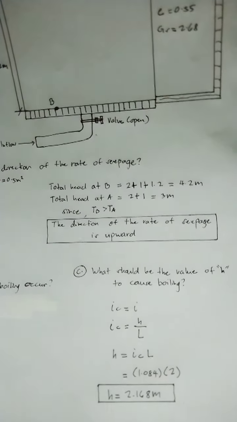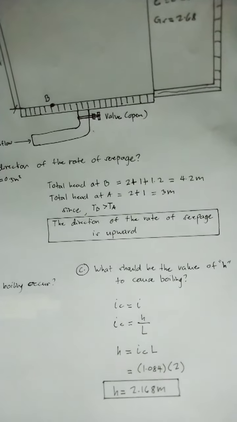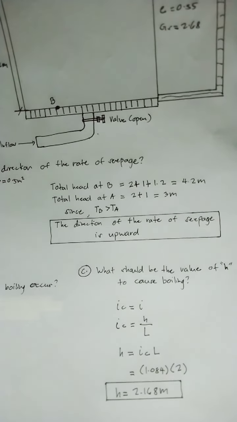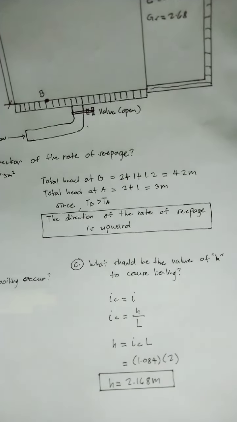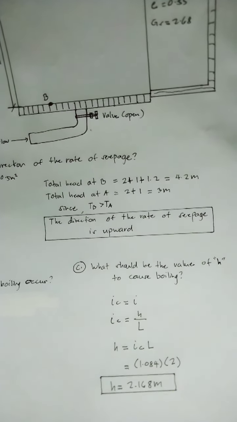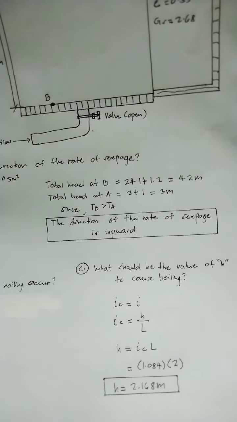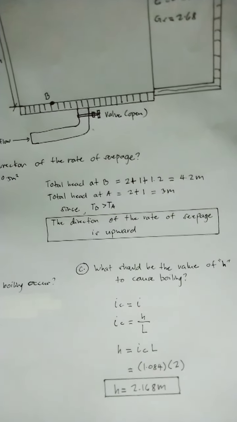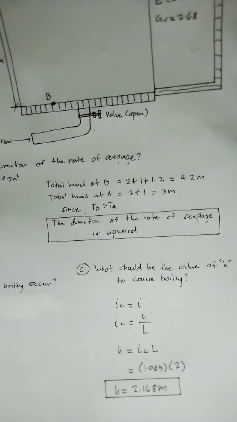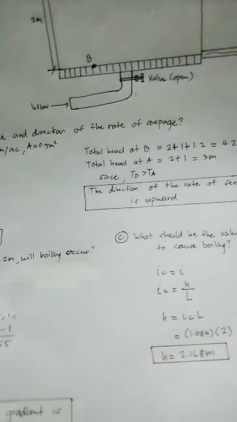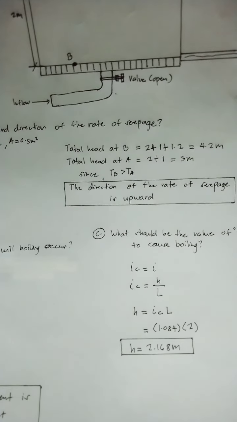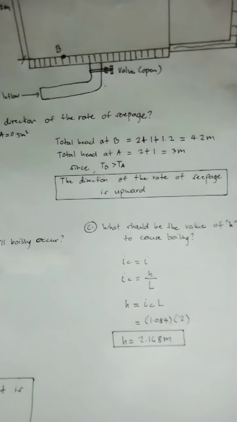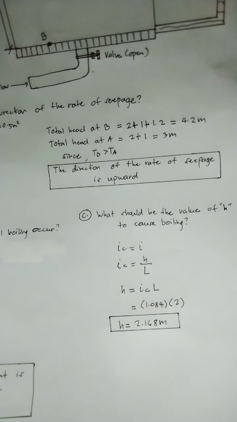For the direction, we have to calculate the total head. The total head at point B is equal to 2 plus 1 plus 1.2, which is 4.2 meters. The total head at point A is equal to 2 plus 1, which is 3 meters. Since the total head at point B is greater than the total head at point A, we can say that the direction of the rate of seepage is upward.